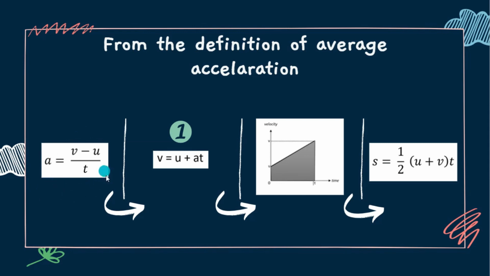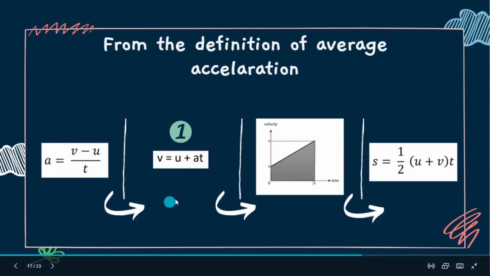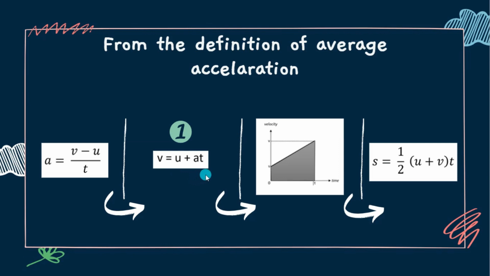For the uniform acceleration, we get a equal to v minus u over t, which is the formula of uniform acceleration. From this formula, we change it to v equal to u plus at. Where do we get this? We get this from t multiplied with a and u going to the left. So we get v equal to u plus at.